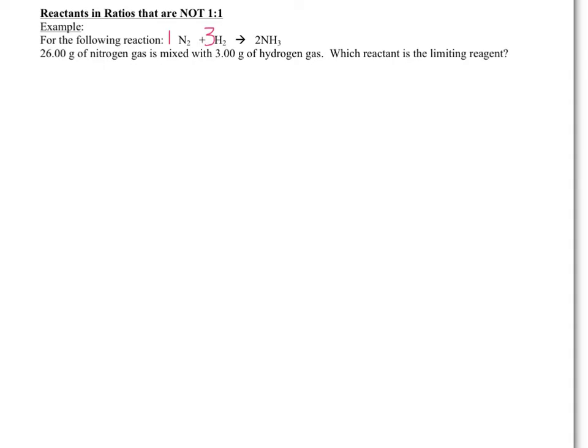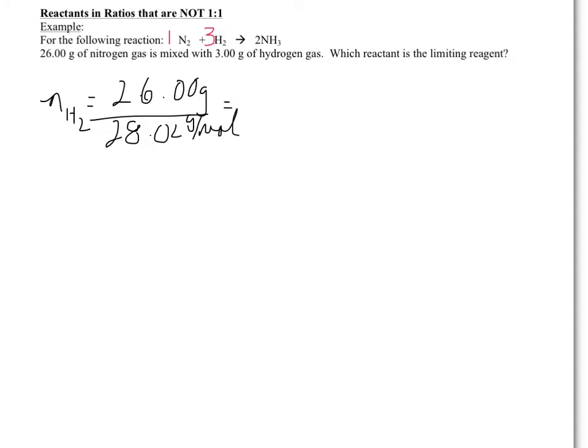Just like before, I'm going to take my masses, and again, you know you're going to have to compare your two reactants because you've got a mass of nitrogen gas and a mass of hydrogen gas, and that's your cue for a limiting reagent question. We have to figure out which one there is less of in terms of moles. You can't compare mass to mass. So my moles of nitrogen gas equals 26.00 grams divided by the molar mass, which is 28.02 grams per mole, which gives us 0.9279 mole of N2.